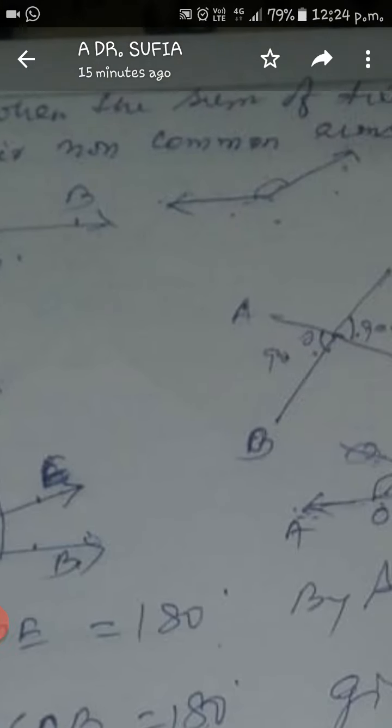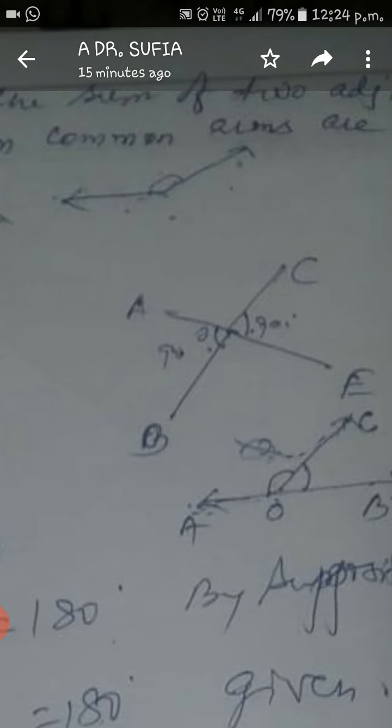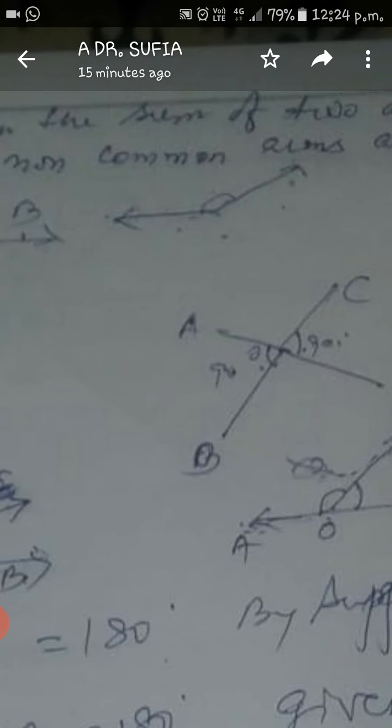You see these are AOB and two angles are there. OA and OB are two rays which are opposite to each other. So angle AOB is 180 degrees. Now we have to prove that here the two rays are not opposite rays because the angle between them is not 180 degrees.